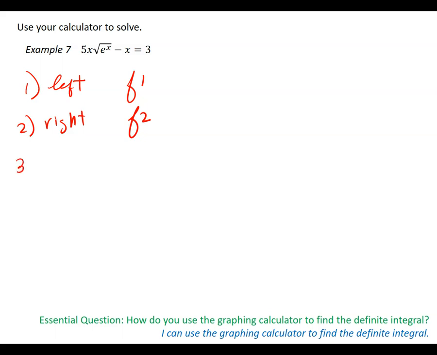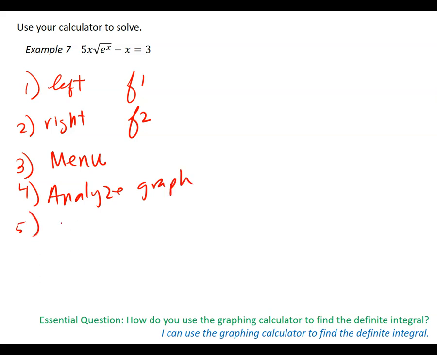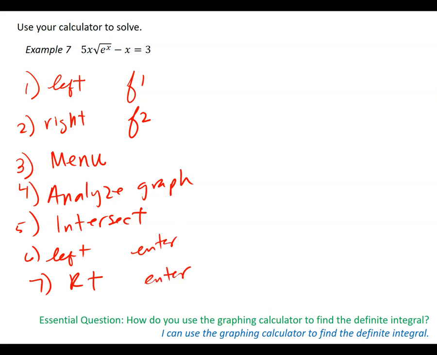Let's see if I can remember what I was going to do. Push menu, and then 4 is analyze graph. Push analyze graph. And 5 is intersection. Drag the line to the left, and then drag the line to the right. And push enter, not for each one of those. See if I did it right.